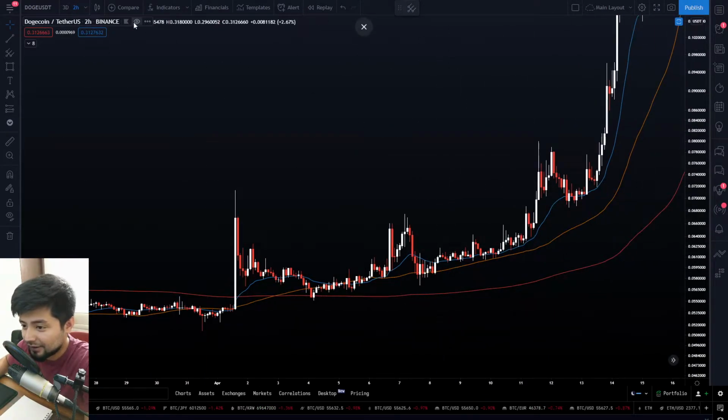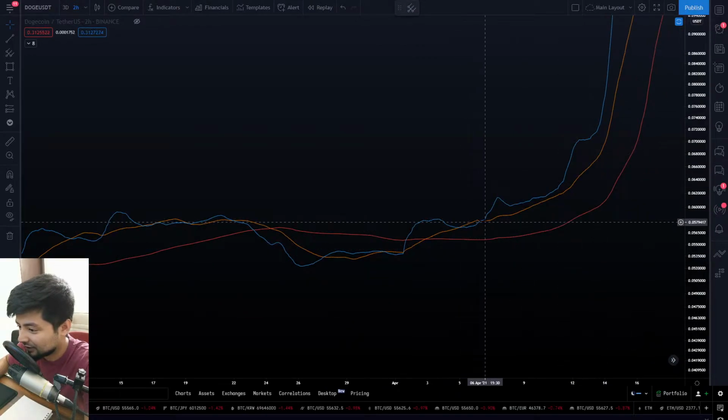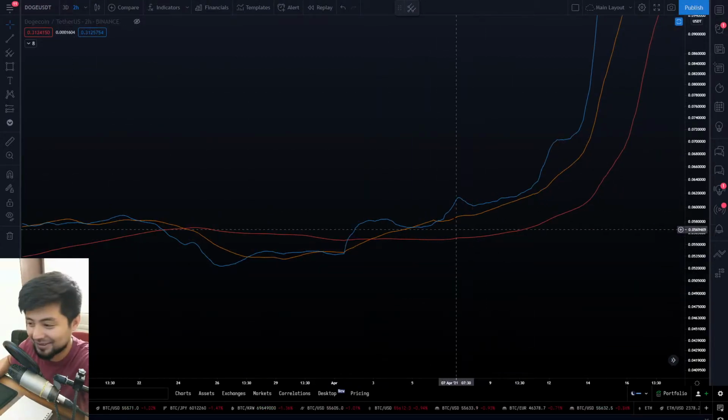Now if I simply take off the price action, guys, you can see the bullish cross between the 21 and the 55 simple on the 2-hour time frame. On the 2-hour, this is pretty small, guys. This is a pretty small time frame, right?